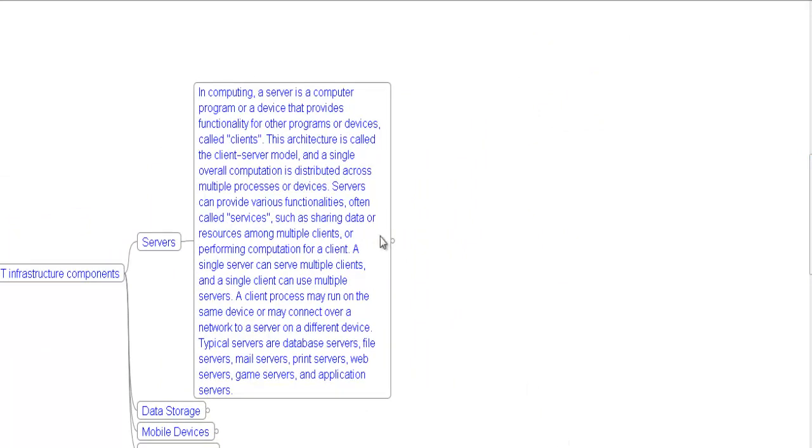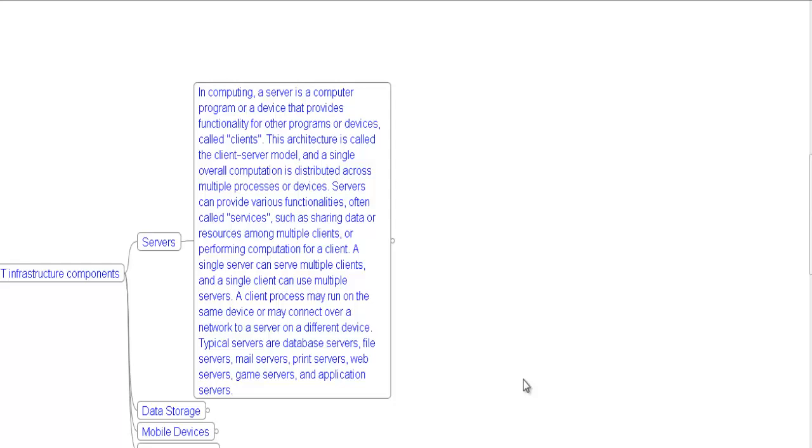In computing, a server is a computer program or device that provides functionality for other programs or devices called clients. This architecture is called the client-server model, and a single overall computation is distributed across multiple processes or devices. Servers can provide various functionalities, often called services, such as sharing data or resources among multiple clients or performing computing for a client. A single server can serve multiple clients, and a single client can use multiple servers. A client process may run on the same device or may connect over a network to a server on a different device.